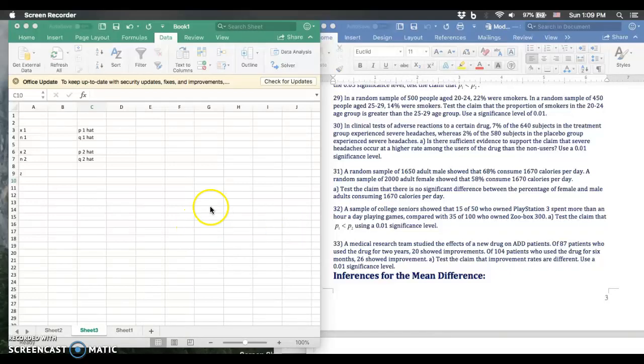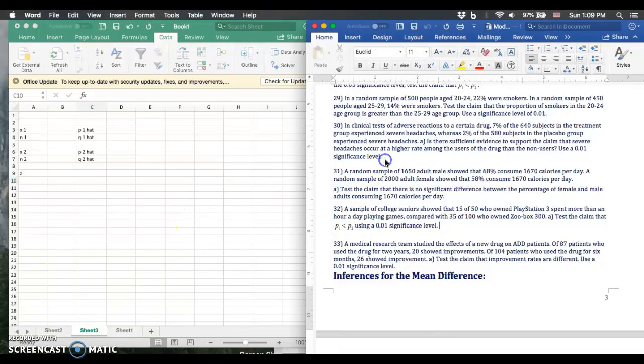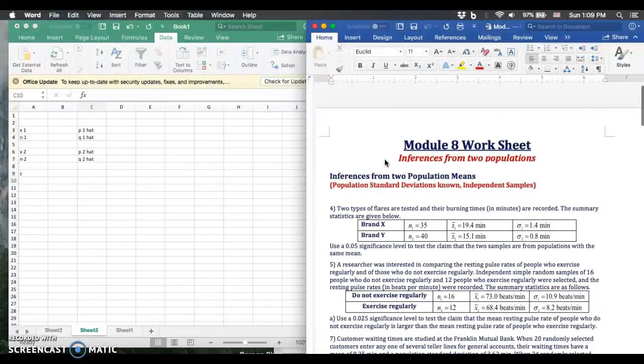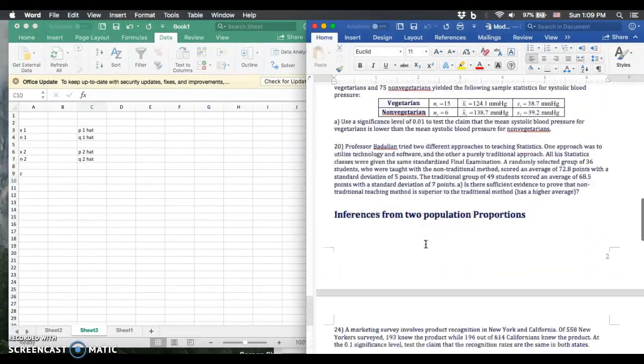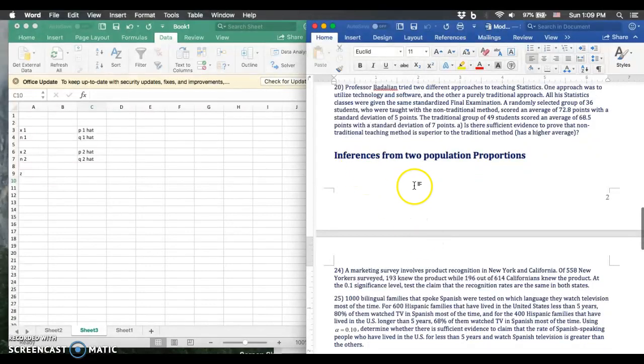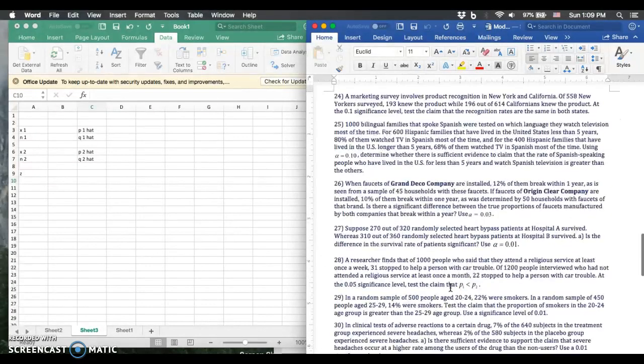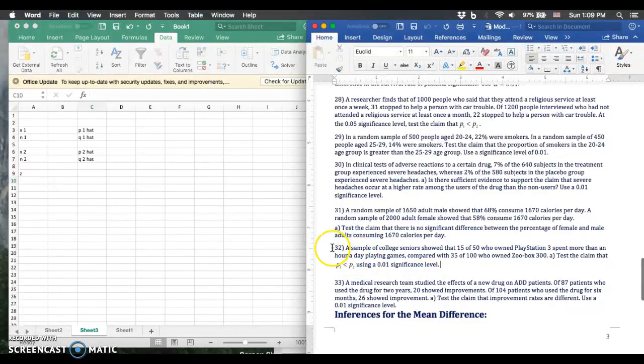Okay, so this is a recording for Module 8 homework, and this time I'm going to do the proportion one, the inference for two population proportions. I'm going to do number 32.